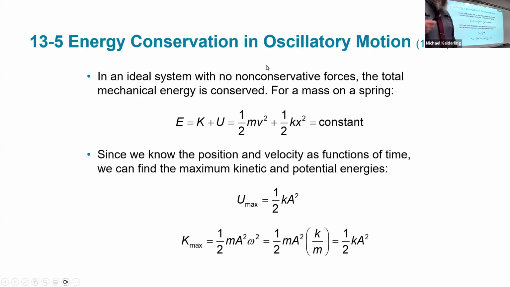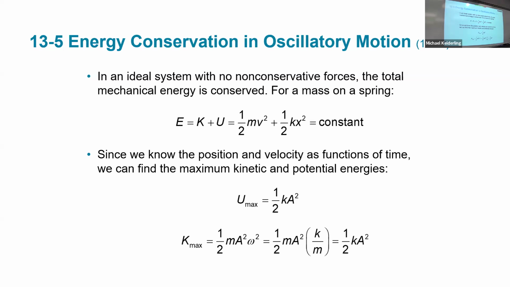So let's finish off chapter 13. When you have oscillatory motion, there's conservation of energy. In an ideal system with no nonconservative forces, the total mechanical energy is conserved. So kinetic energy plus potential energy, 1/2 mv squared plus 1/2 kx squared, equals a constant. Since we know position and velocity as functions of time, we can find the maximum kinetic and potential energies. The maximum potential energy is 1/2 ka squared. The maximum kinetic energy is 1/2 m a squared omega squared.